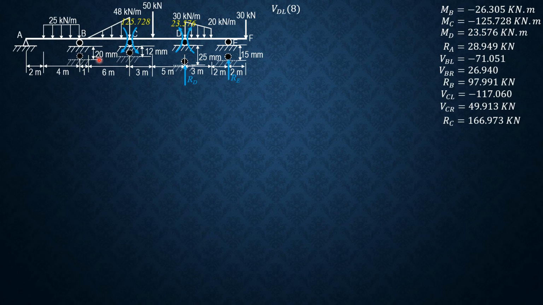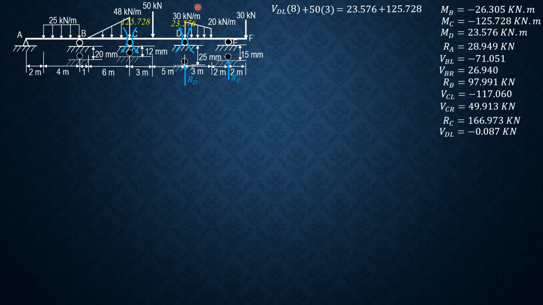So let's have moment equations this time. Then plus 50 times 3 and equals 23.576 plus 125.728. So shear at D just to the left is negative 0.087 kilonewtons. Then for shear at D just to the right, we consider DEF, summation moments about E equals 0.